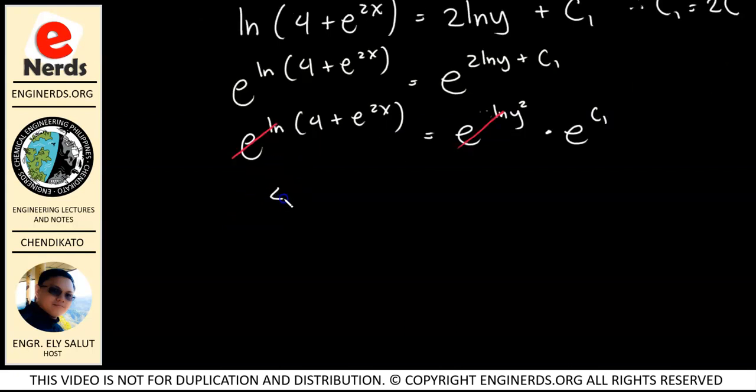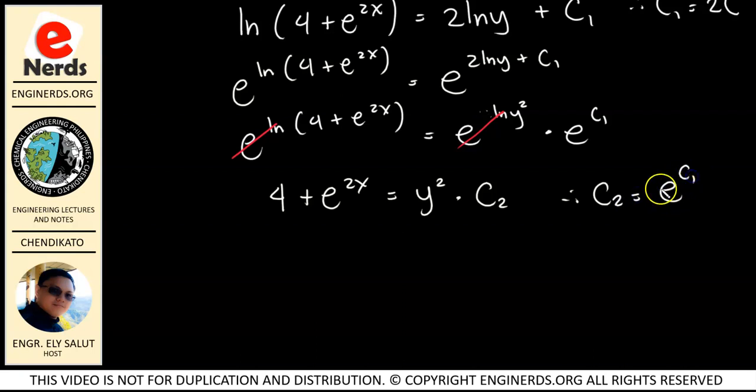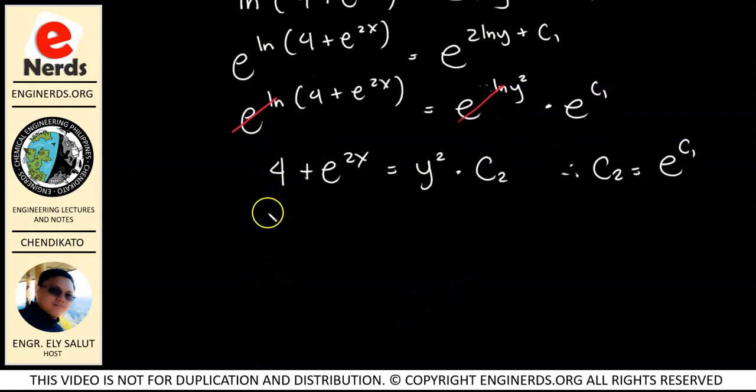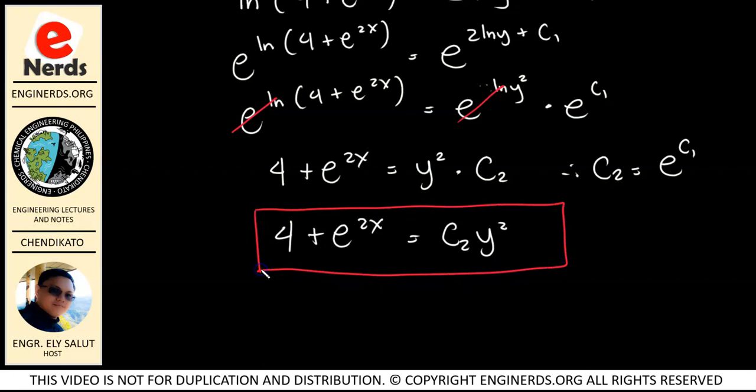Okay, so I will have 4 plus e to the 2x is equal to y squared times c2, where c2 is equal to e to the c1. So I just introduce another arbitrary constant in here. Okay, so basically, yan na yung sagot natin. 4 plus e to the 2x is equal to c2y squared. Okay, so this is our final answer dito sa ating last problem for today.